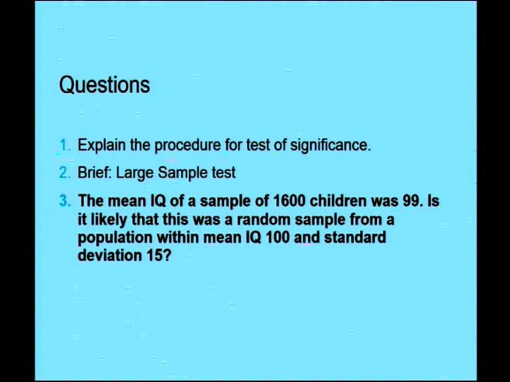So, mean IQ of a sample of 1600 children was 99. Is it likely that this was a random sample from a population with a mean IQ 100 and standard deviation 15?